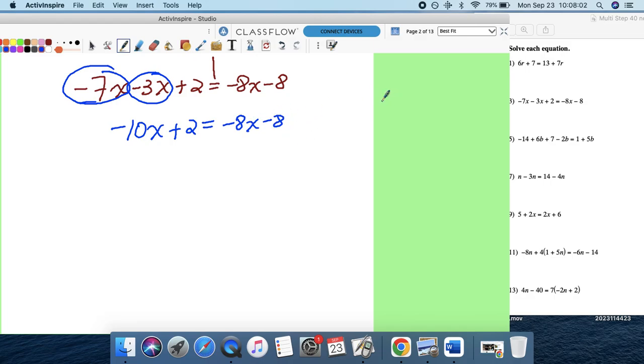So there was no distributive property. There was combining like terms, a little bit on the left side. Now I look at the variables. I check if there are variables on both sides, and there is. There's negative 10x on this side and negative 8x on that side. So I need to get rid of one of them. So who is the smaller?